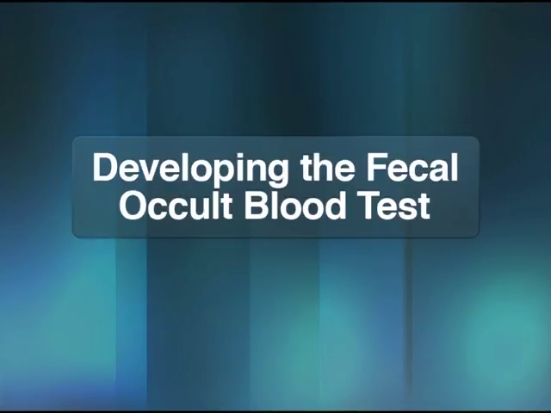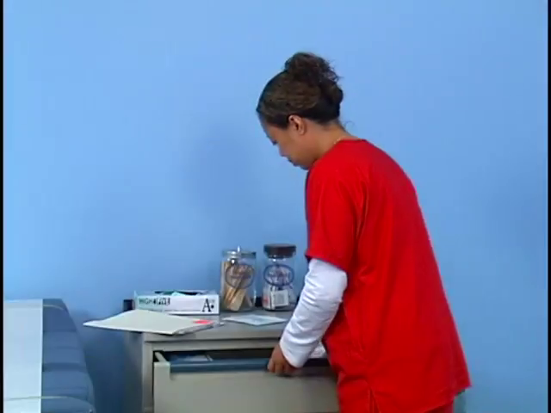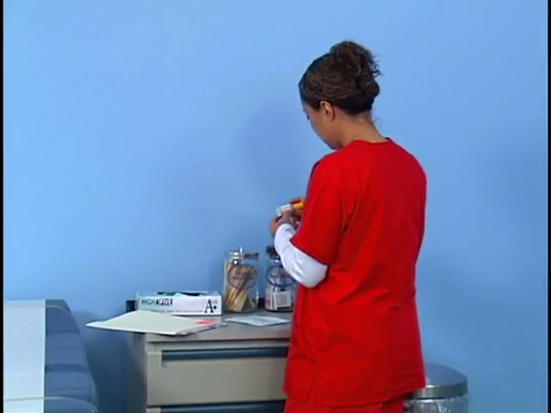Once the slides have been returned to the medical office, the medical assistant is responsible for developing them. First, assemble your equipment. You will need disposable gloves, the prepared Hemoccult slides, and the developing solution that accompanies the testing kit. Check the expiration date on the developing solution bottle. Outdated solution should not be used because it can lead to inaccurate test results.